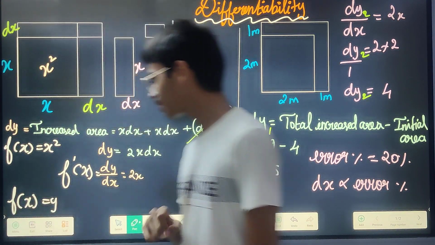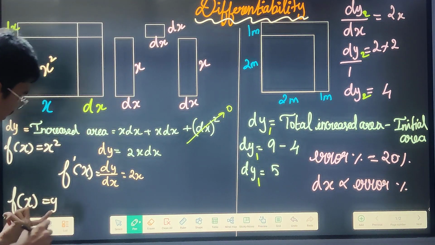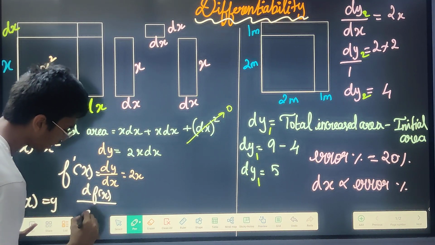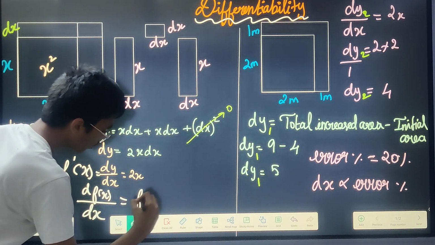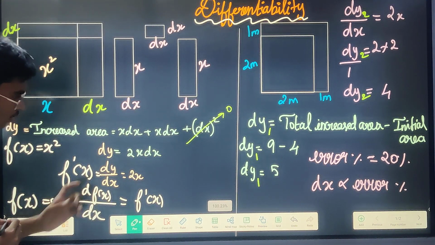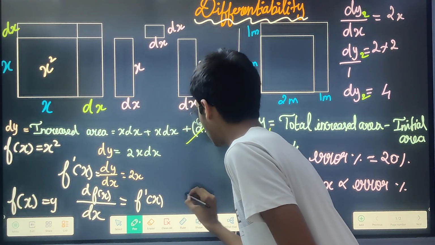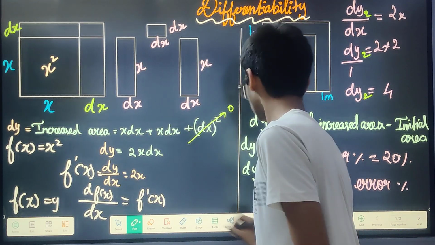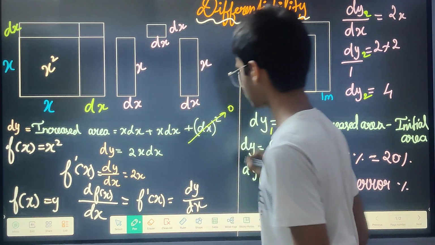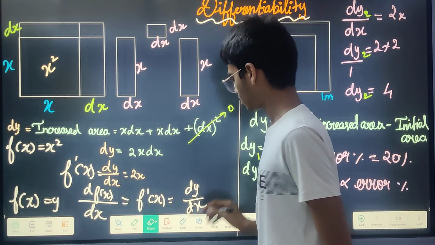Okay, f of x is equal to y. So while differentiating, what does differentiation mean? It means d f of x by dx, which can be written as f dash x, or in place of f of x you just write y, which is equal to dy by dx.